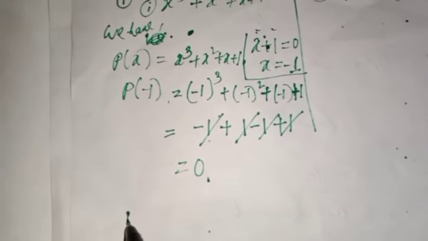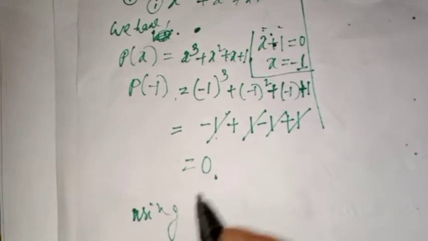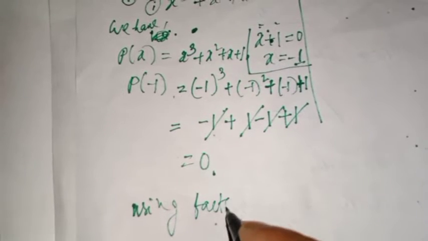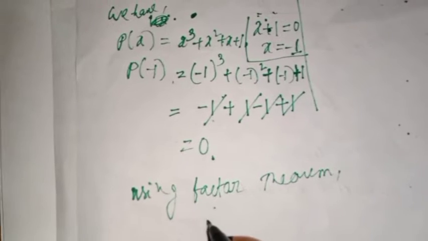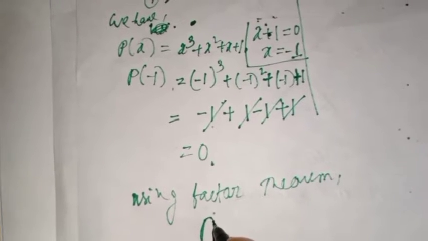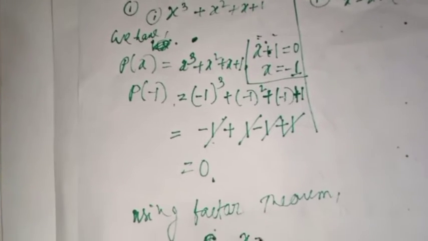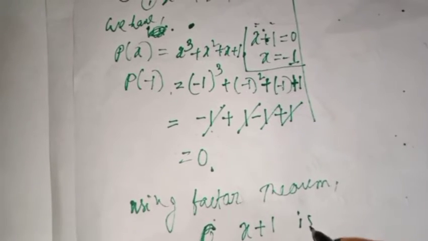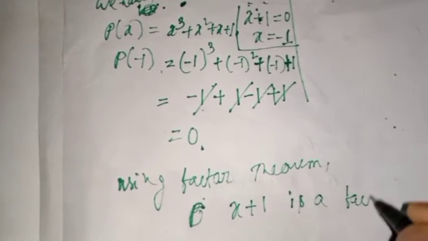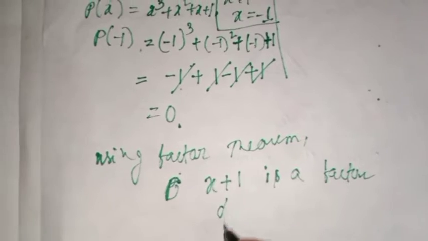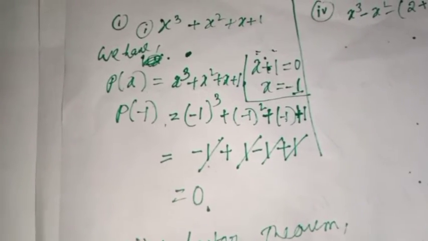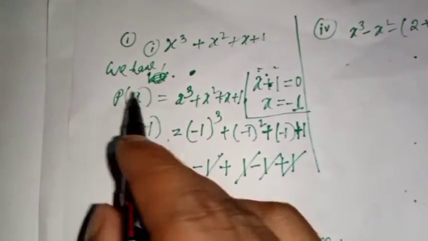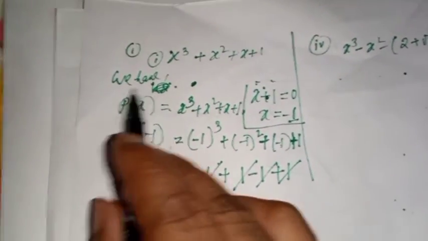Using the factor theorem, what you can write? x plus 1 is a factor of P(x). Understood? I hope all of you understood this one. Clear? If you want to write here using the remainder theorem, you can write. Otherwise, you write 'we have' also. Okay. Next, question number 4.